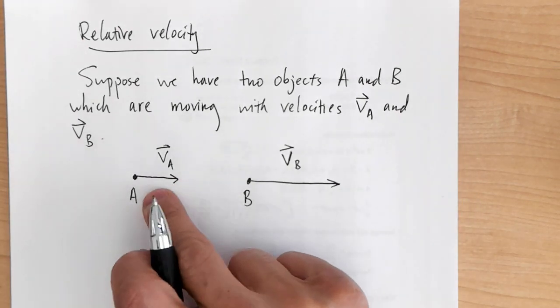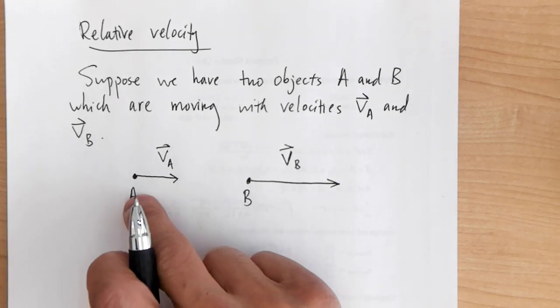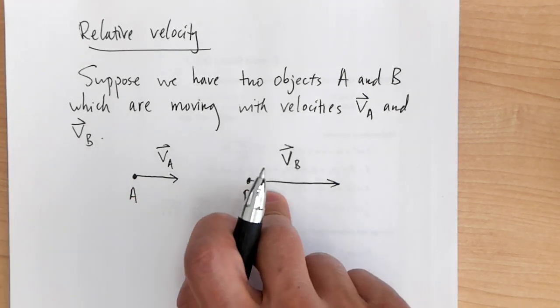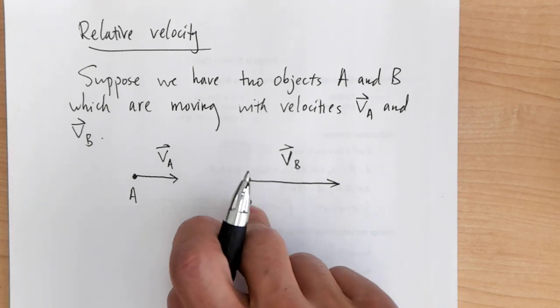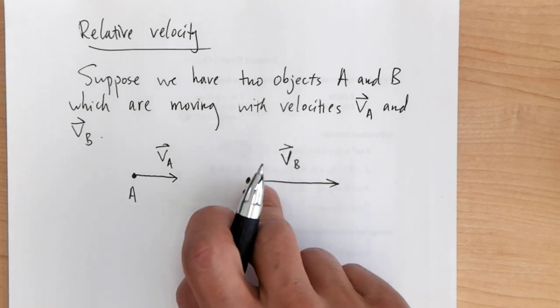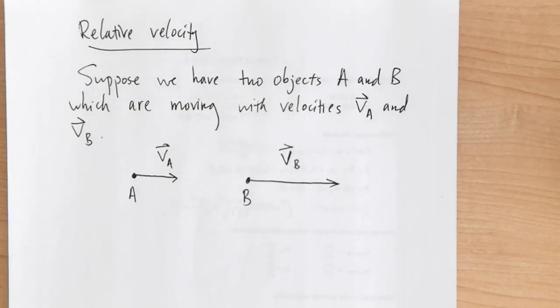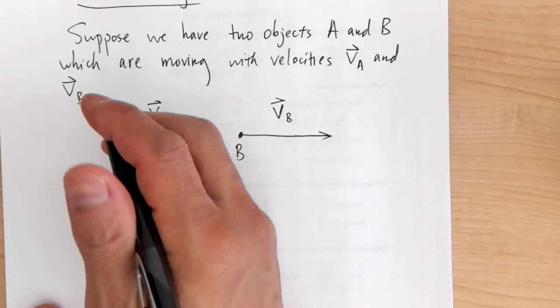Now let's talk about how A, let's say you're A, and you're looking at B, and you're asking, what is the velocity of B relative to me, which is A? So what does B look like compared to how I'm moving, or the way I see B moving? Okay, so let's write this out.